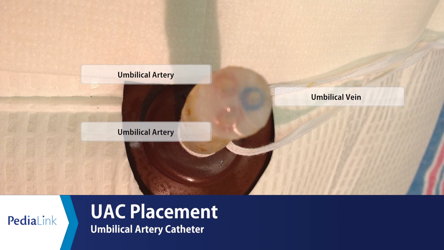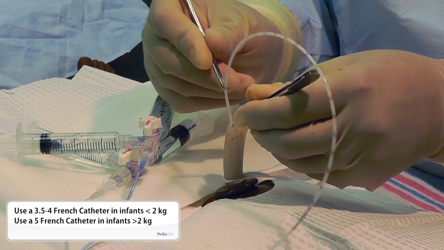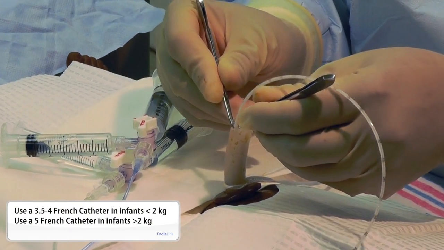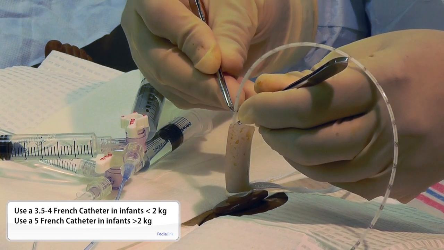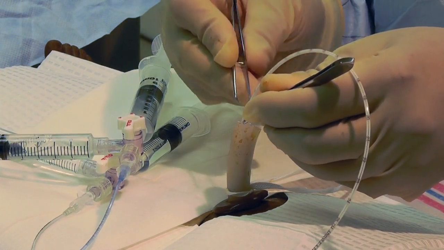The procedure for placing an umbilical artery catheter is similar to that of a UVC. We will review the differences with regard to depth and position of placement. In general, you can use a 3.5 to 4 French catheter in infants less than 2 kilograms and a 5 French catheter in infants greater than 2 kilograms. Resistance during insertion is usually felt at 2 points.